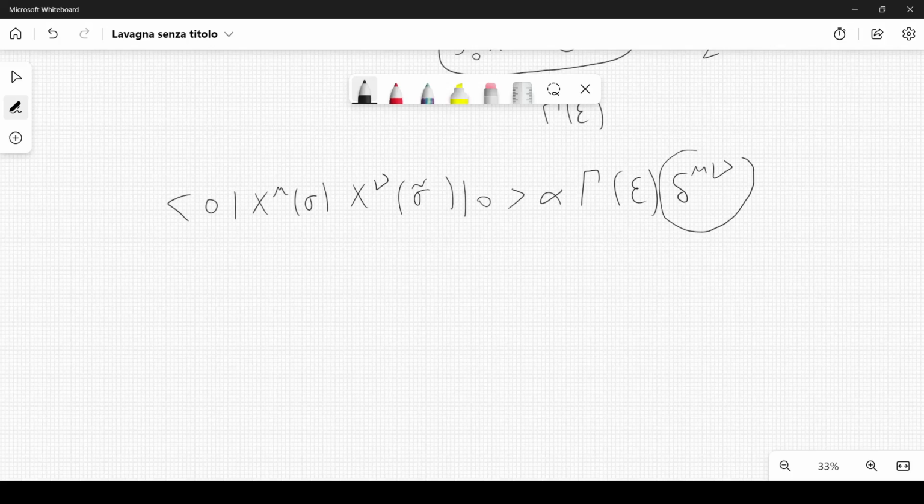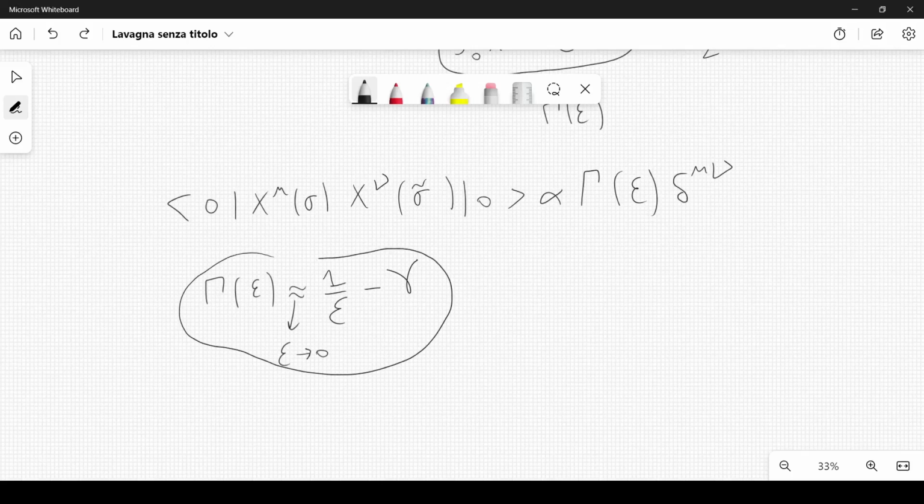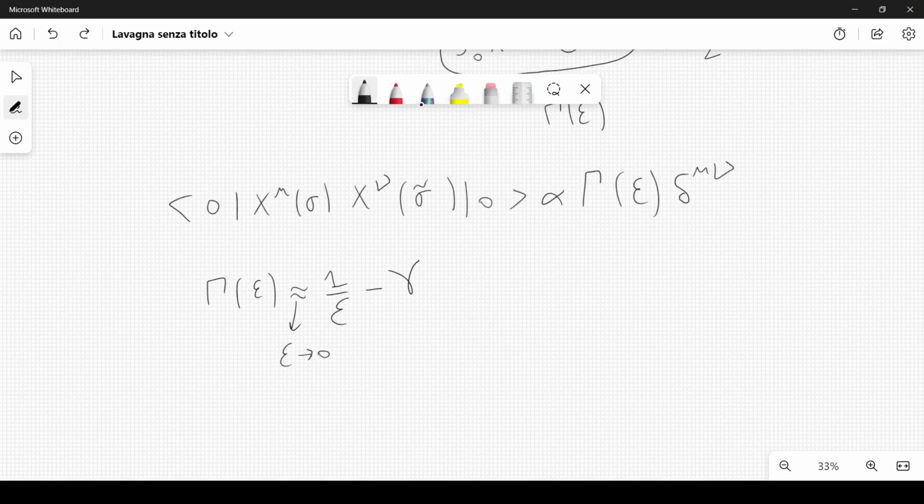This is the Kronecker delta. So when mu is not equal to nu, you will get 0 here. And gamma of epsilon, when epsilon goes to 0, can be written as 1 over epsilon minus gamma. And gamma here in this case is the so-called Euler-Mascheroni constant. And as I said, I will put a derivation of this other expression in another video in the appendix, so you can check it out if you're interested.